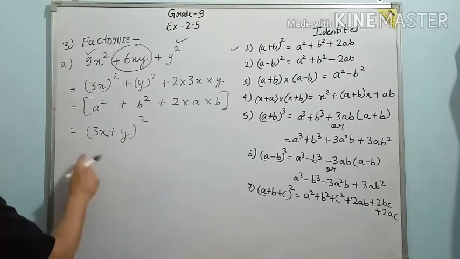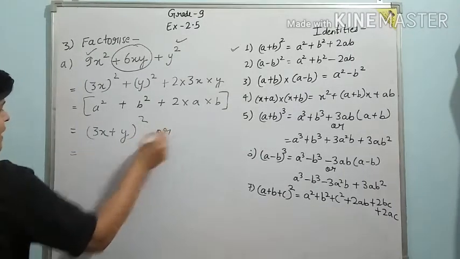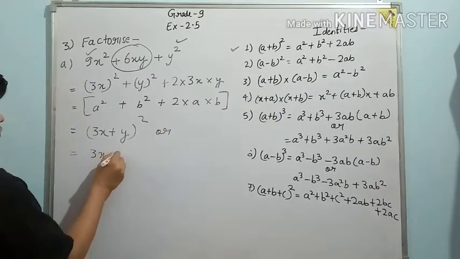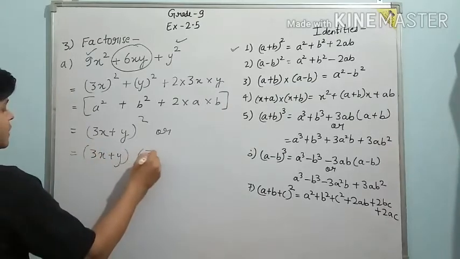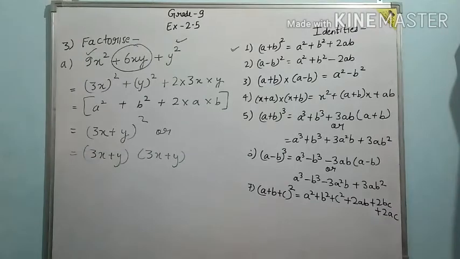So this has become the square of 3x plus y whole square, or you can also write this as 3x plus y, 3x plus y, as square is given here. So in this way you can solve the first part of question number 3.